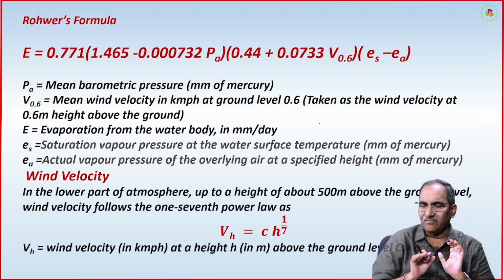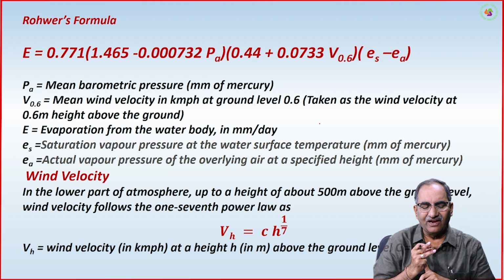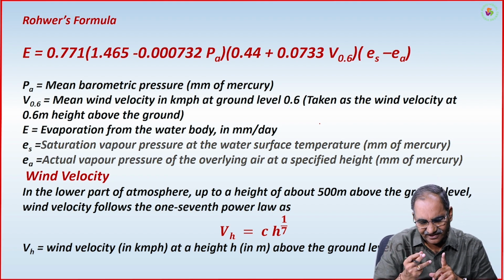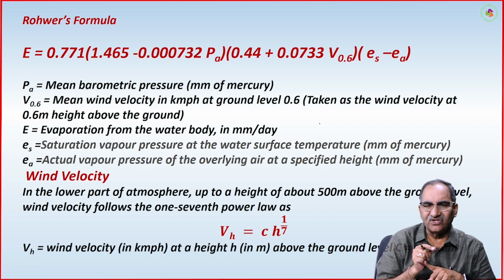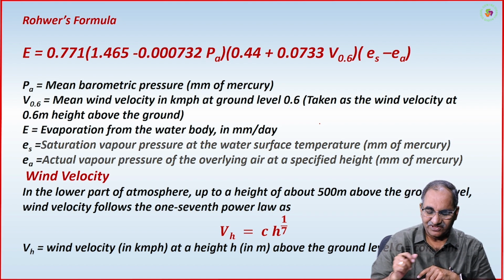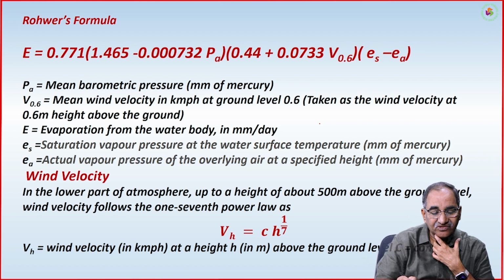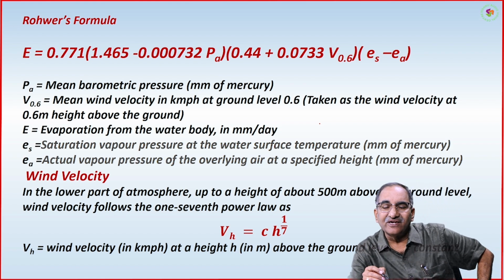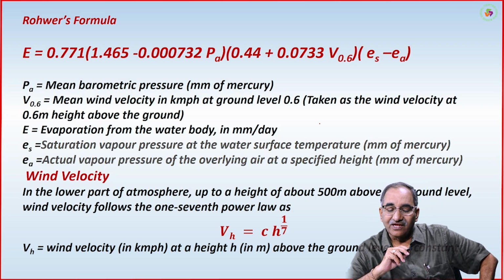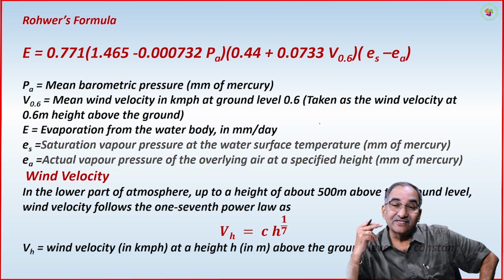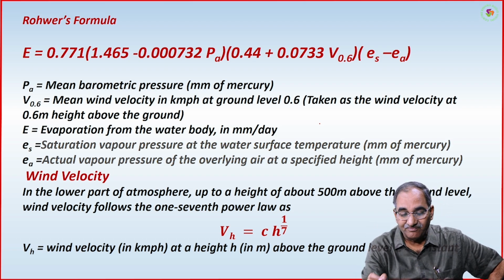It is also the same actually, but it mostly depends on the wind velocity, the barometric pressure, the saturation vapor pressure, and the actual vapor pressure. On these 4 points it depends. And if you see what V.6 is, it is the mean wind velocity in kilometers per hour at 0.6 meters above the ground level. So that is what is meant by V.6.